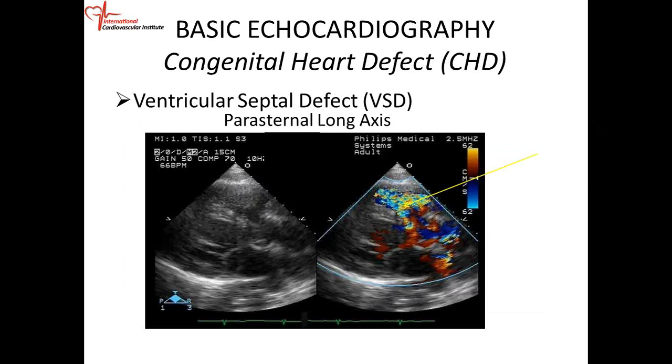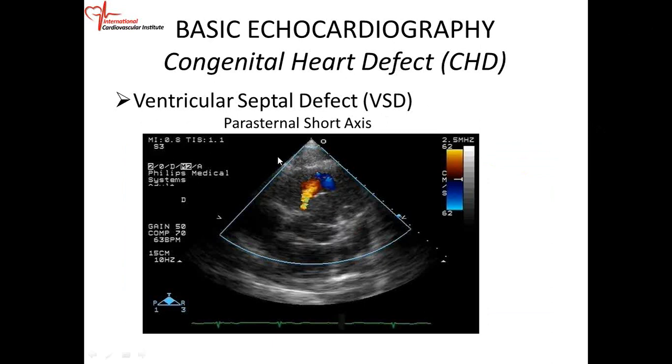So in the parasternal long axis view, you can also see the turbulence. Again, you're going to do your routine study, but if you know you're looking for a VSD, you're going to put your color in. So right here we see there's turbulence, which suggests that there may be a membranous VSD.